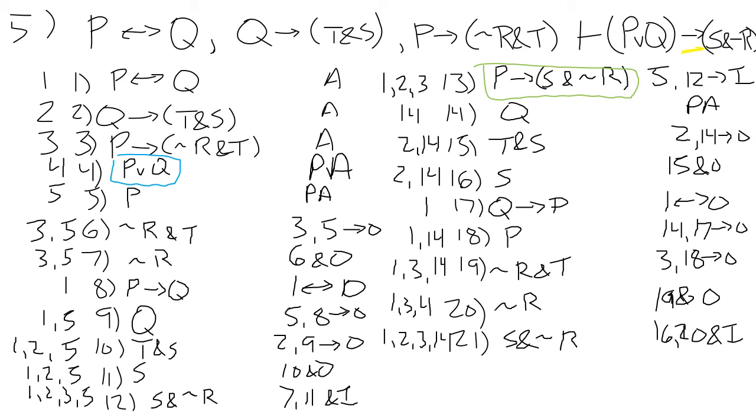I need extra in there. Don't want to confuse that with a 4. There we go. Now we can build our conditional statement here, doing Q arrow S and tilde R. So that's going to be from 14 and 21, arrow in. 14 will drop out. Then, finally, we can arrow in on our PA.